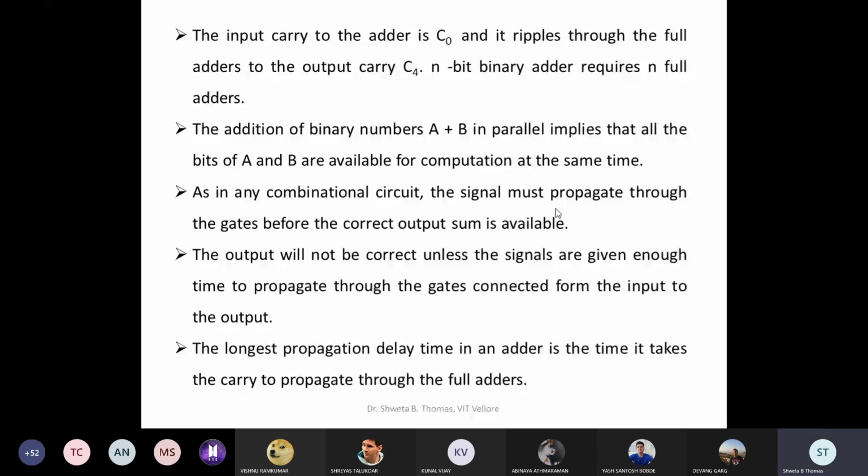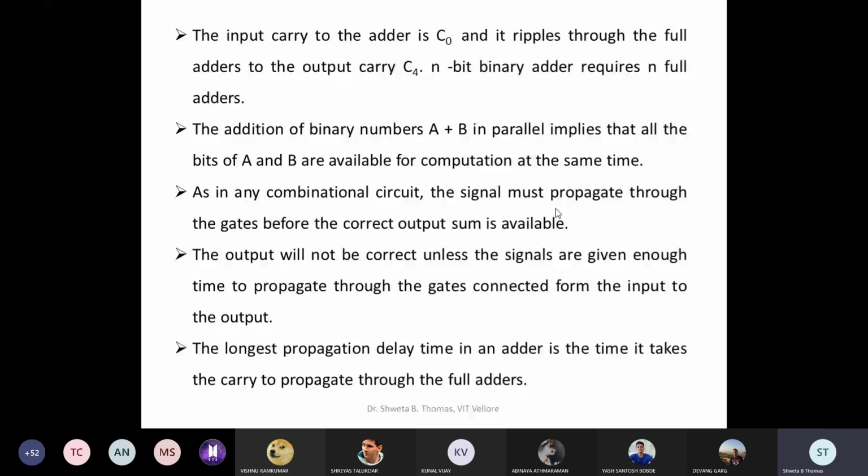It propagates through the full adders to the output carry C4. So why have I written C4 here? Because in the given example, I took 4 full adders and 4-bit binary numbers. That's why the input carry always starts with C0, not C1, so that there is clarity with the number of adders. If you are taking 4 full adders, then the carry will go till C4 only, and the input will always start from C0.